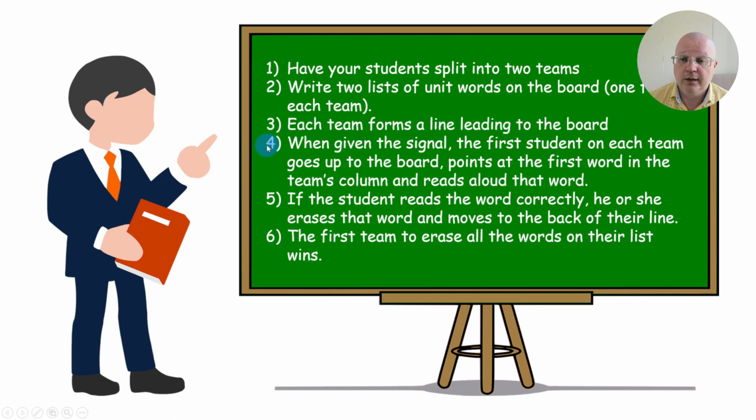Each team forms a line leading to the board. When given the signal, the first student on each team goes up to the board, points at the first word in the team's column, and reads aloud that word. If the student reads the word correctly, he or she erases that word and moves to the back of their line. The first team to erase all the words on their list wins.